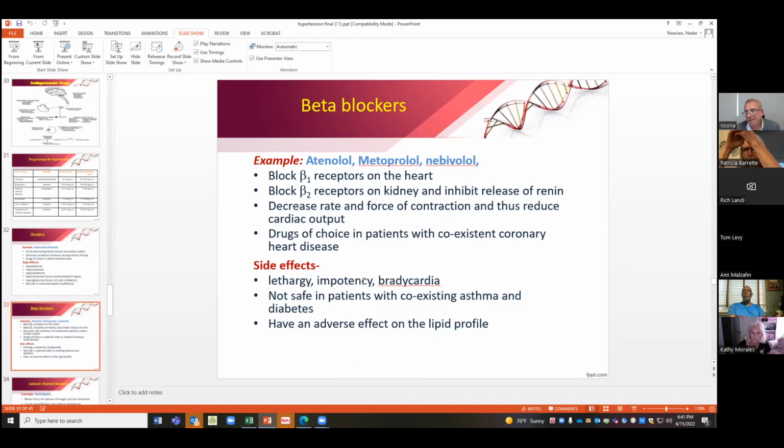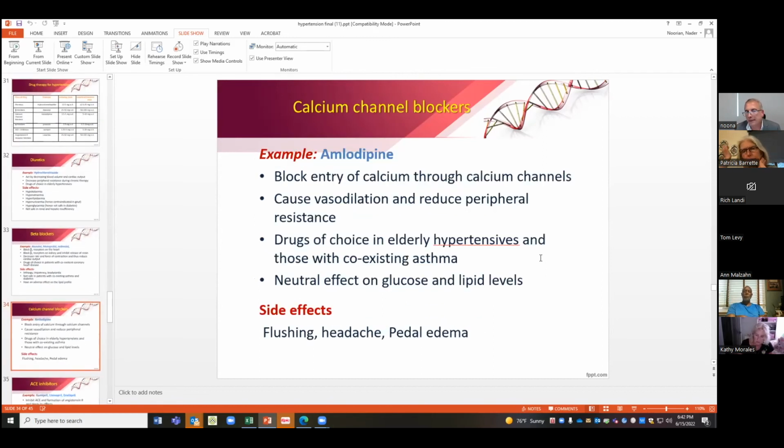Lethargy. In men, unfortunately, impotency is going to be an important factor with beta blockers. That's why a lot of men don't like to take beta blockers. Bradycardia, slow heart rate, and of course, it can cause bronchospasm in people that have asthma, and it can make the blood sugars worse.